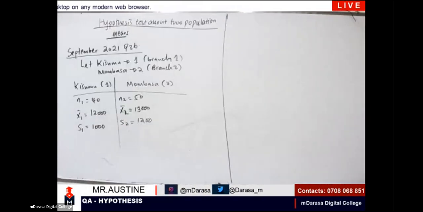The first thing, we've seen the two sample sizes. With the two sample sizes, what can we say? We can say that the two sample sizes are above 30. So we are going to work with a Z-test.